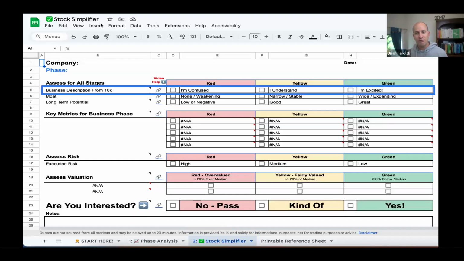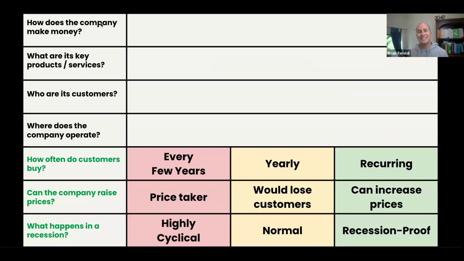Now, in Stock Simplifier in the tool, we're going to be looking at this item right here, and there's really 3 potential outputs. It's I'm confused, I understand, or I'm excited. Red, yellow, green. We tried to make it nice and easy. Now, to analyze that and get that information, there's a couple of questions we want to ask. The first are foundational. What does the company do? How does it make money? Who are the customers and where does it operate?